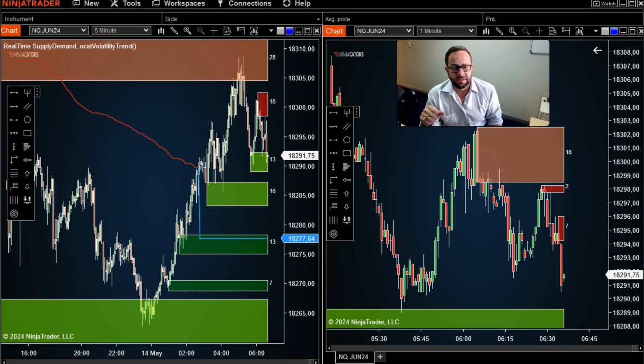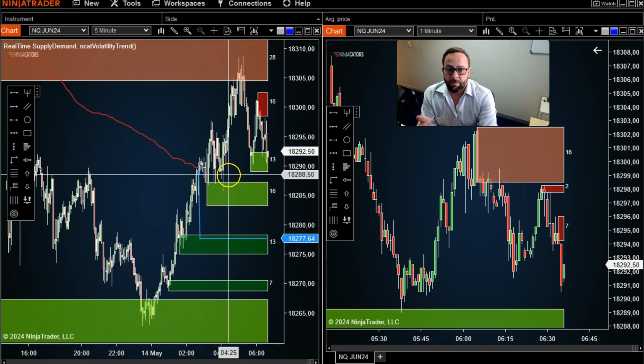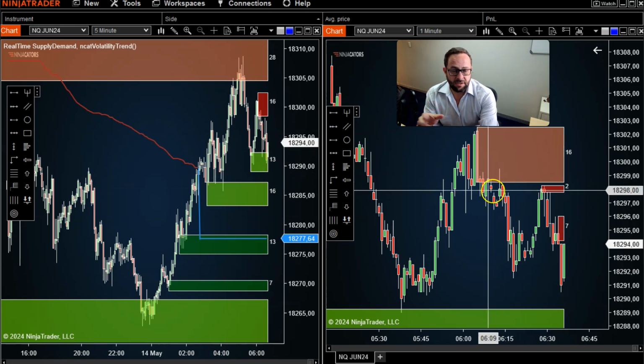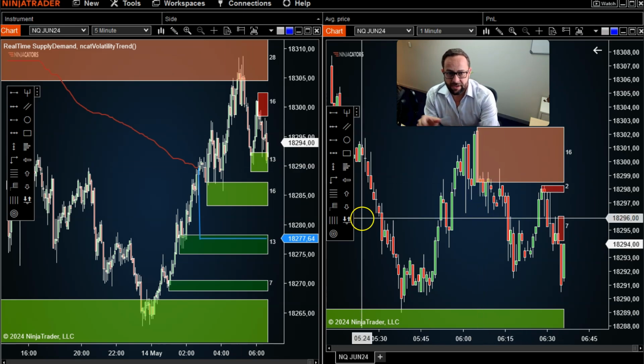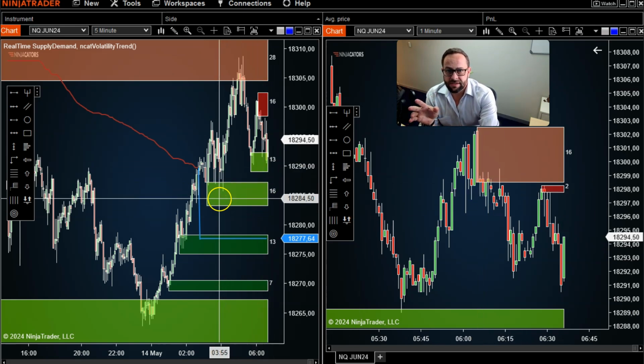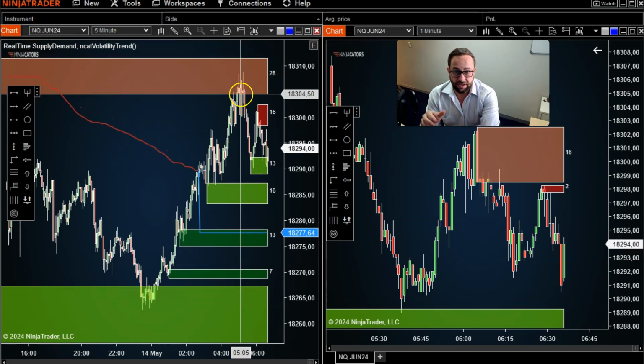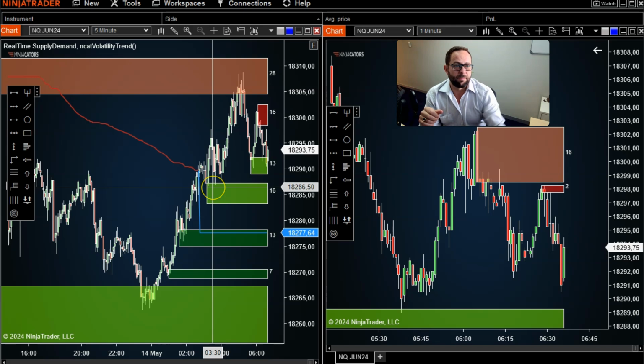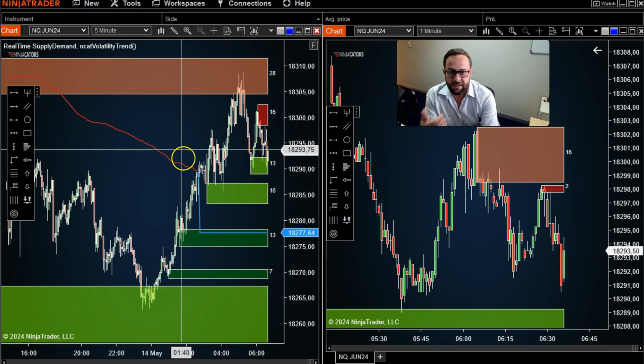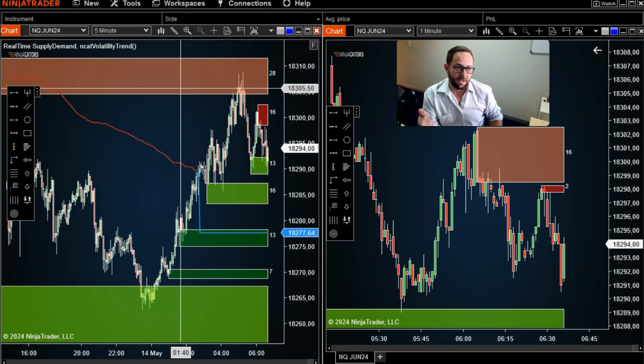I use, and some of my members use on a daily basis, to trade the futures markets. It's called the real-time supply and demand indicator, and you can see it here on both the left and right charts. I'll show you a little later how I combine this in a strategy. You've got these green zones as well as these red zones printed on the charts. The green zones are demand zones, and the red zones are supply zones, the high probability areas where price might gravitate towards and find support and resistance.